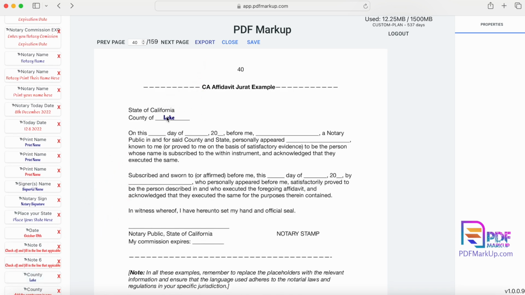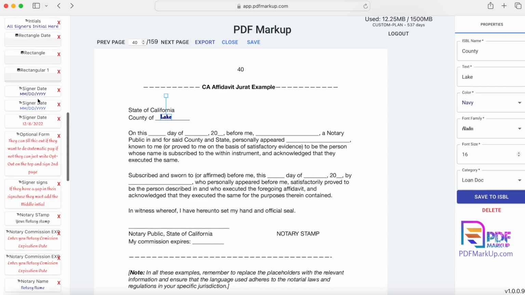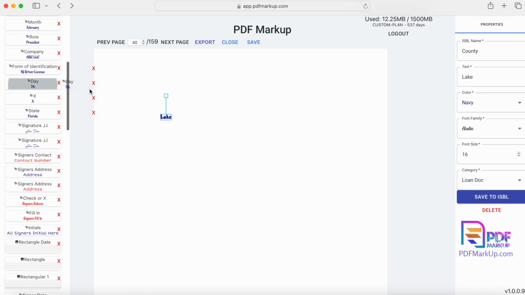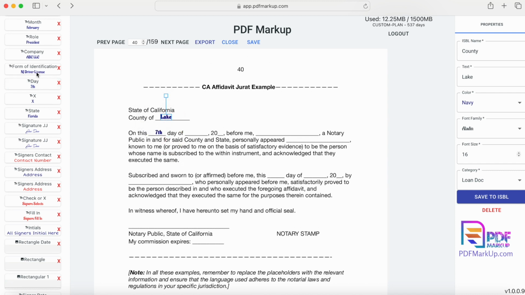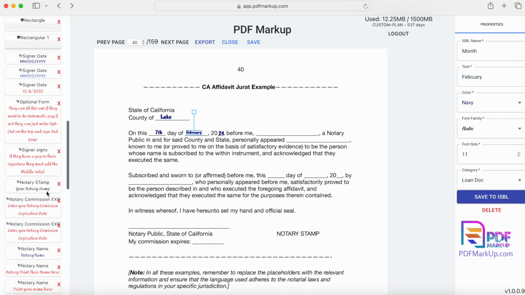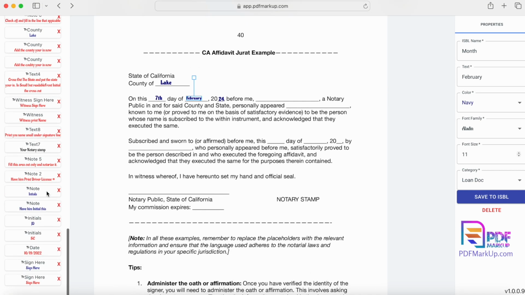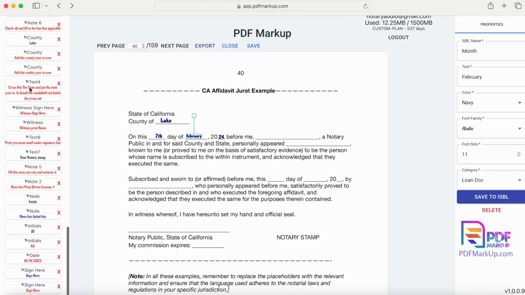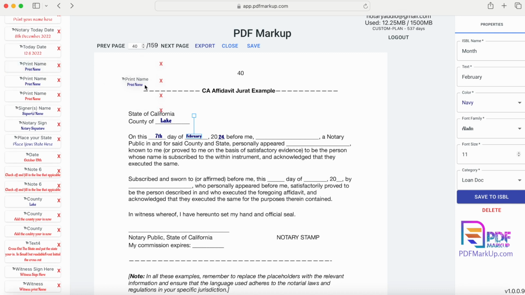Okay, but the county that you're in at the time of the signing, on this 7th day of February 2024. Okay, before me, blank, a notary public. So of course you know what goes there because it's telling you you are the notary public. So you're going to print your name in, and you're not going to write "print name." You're going to put your name. Okay, you the notary public. You're going to put your name on that line.